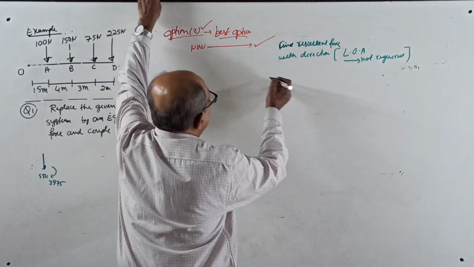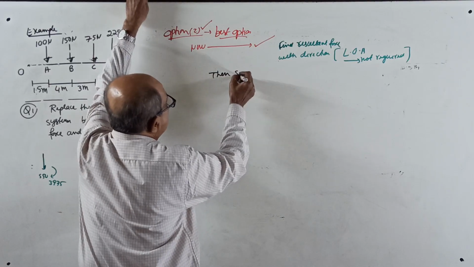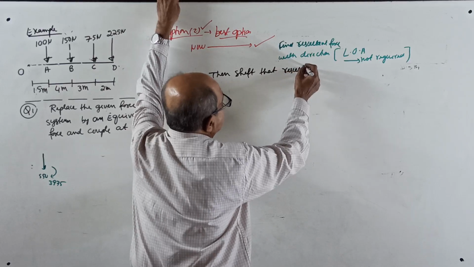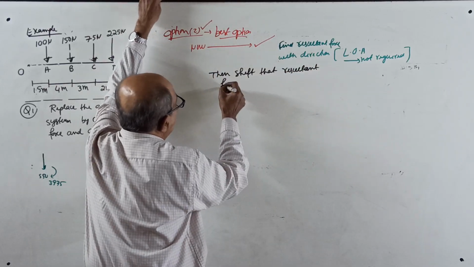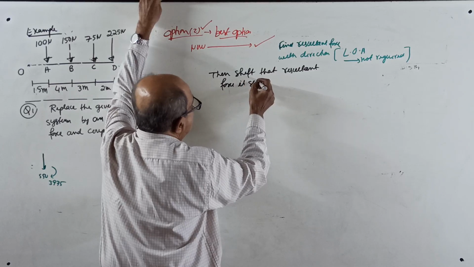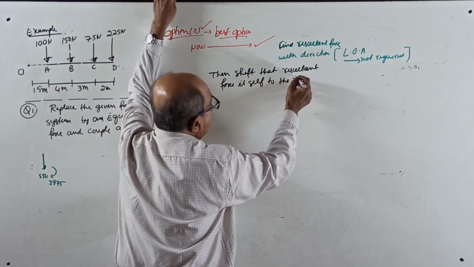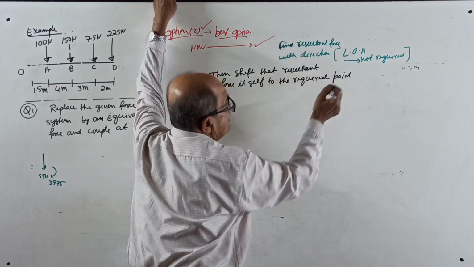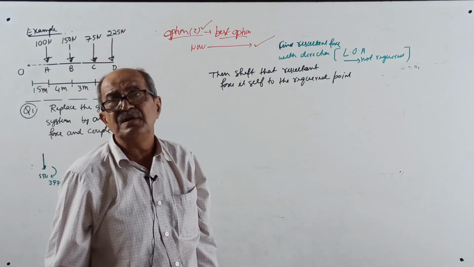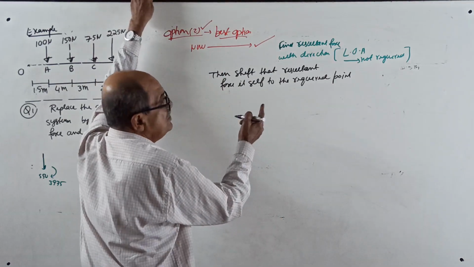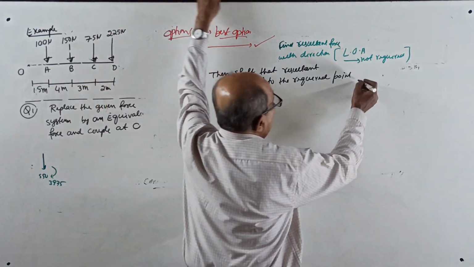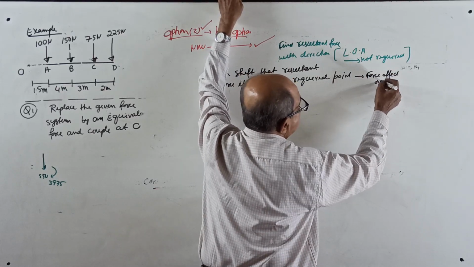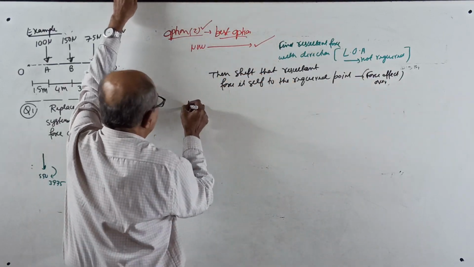Okay, then shift that resultant force itself to the required point. Shift that resultant force itself to the required point. So therefore the force is shifted. So that is actually the force effect over. You can remember, force effect over. Now couple.